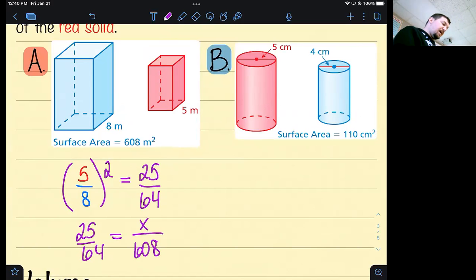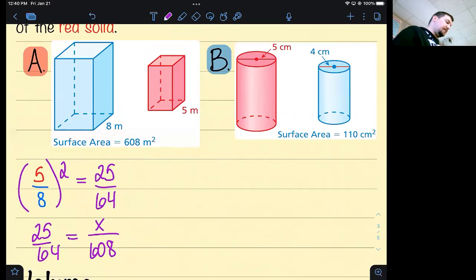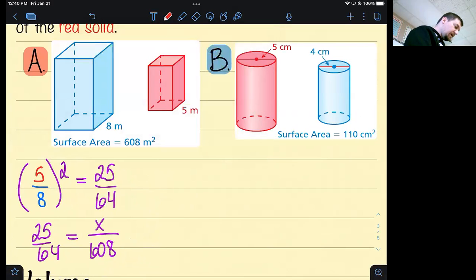I'm going to cross multiply this. And I'll have the surface area of this red prism without knowing any of the other side lengths of this red prism. Shane, what do you get when you multiply 25 times 608? 15,000. Okay, so we got 64x equals 15,200. Go ahead and divide it. Tell me what you get.